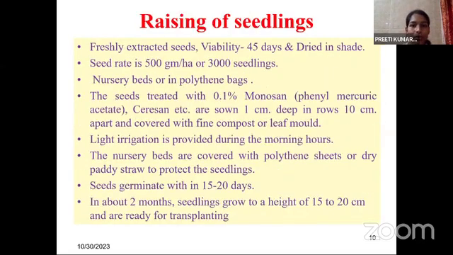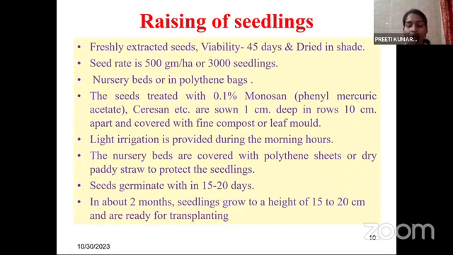And then moving to the raising of seedlings. Freshly extracted seeds have a viability of 45 days and are dried in shade. As mentioned earlier, the seeds are extracted and dried under shade. The seed rate we use is 500 gram per hectare, or 3000 seedlings. Seedlings are grown in nursery beds or in polythene bags also. The seed is treated with 0.1% Monosan, Serisan, etc.